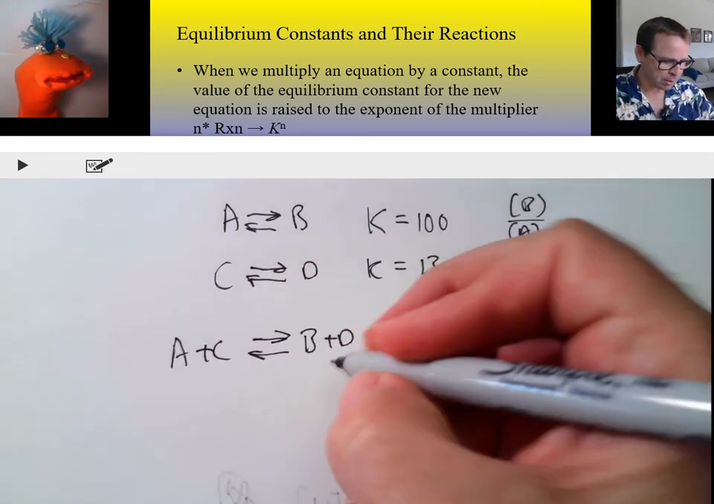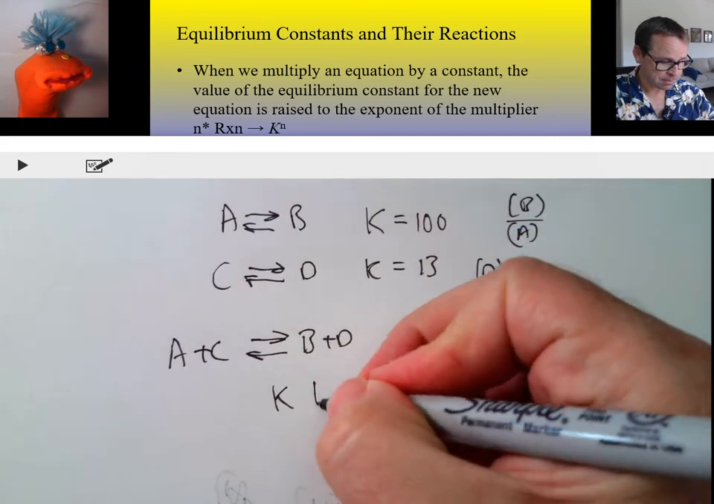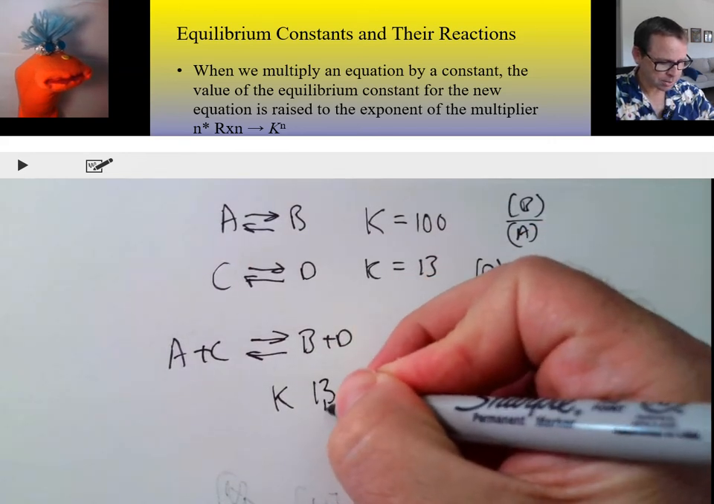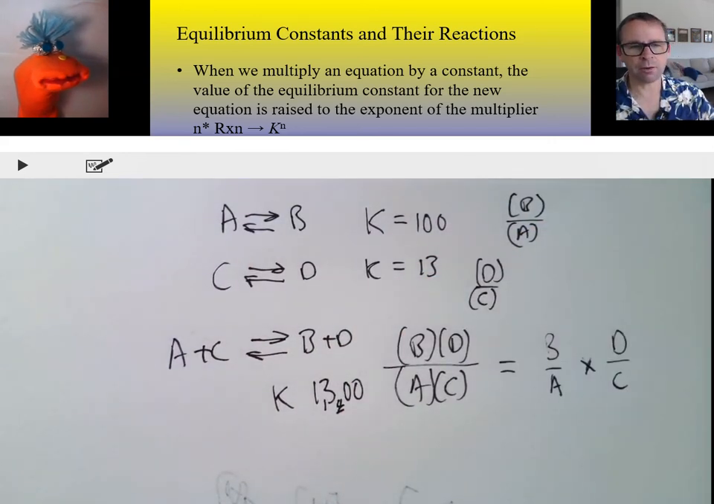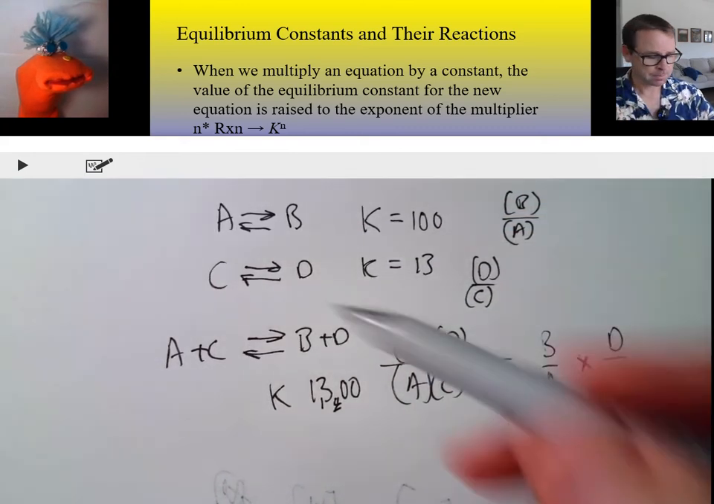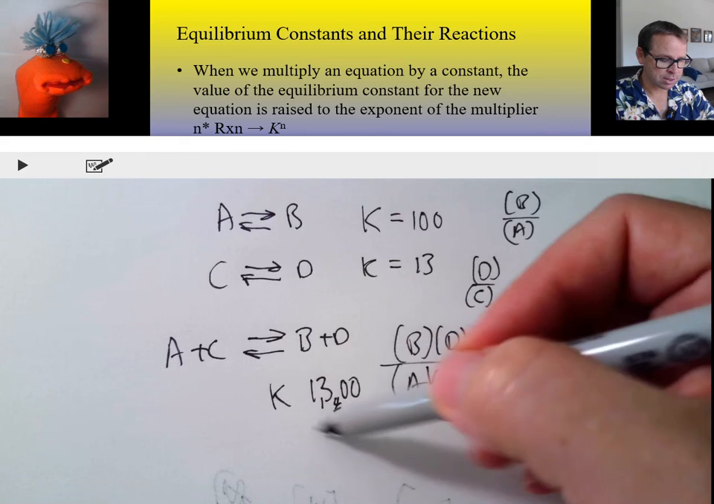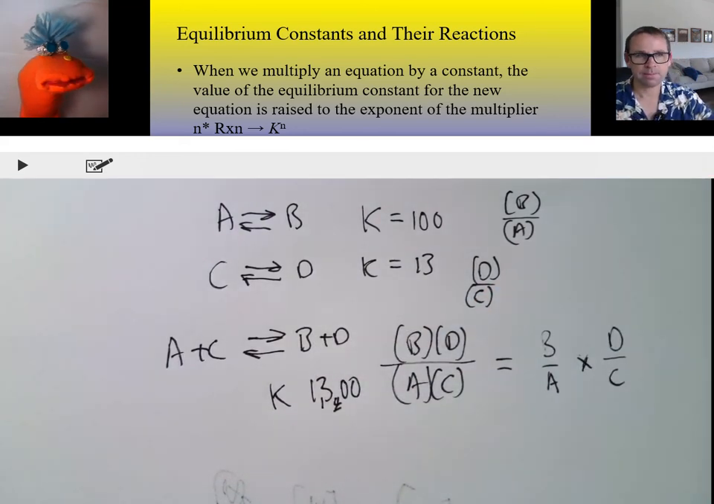And so I can identify what the K would be for this reaction. It'll be the product, 1,300, the product of the Ks for these two reactions. Now the sum of these two reactions is this reaction, but the product of the two Ks is that reaction. All right? Okay.